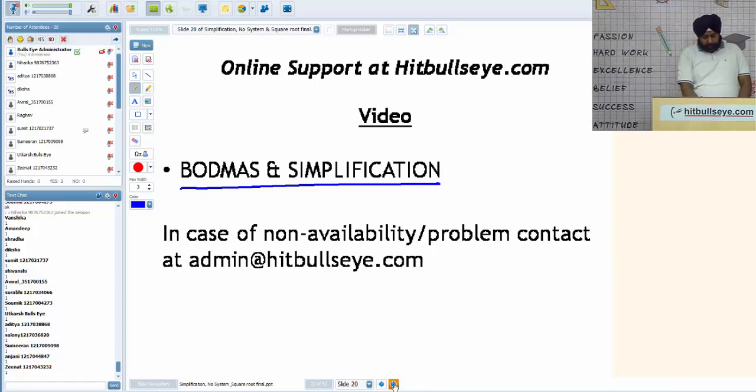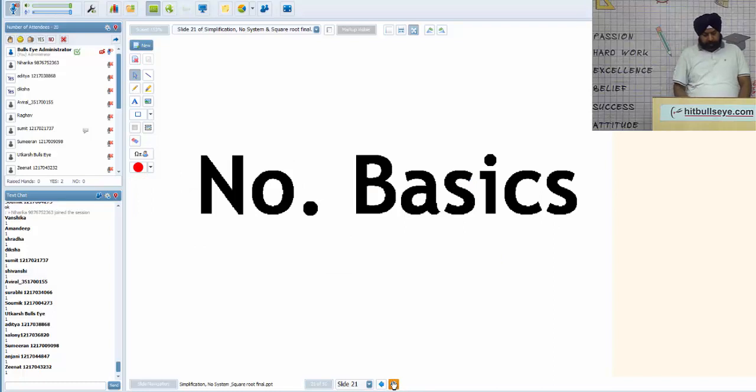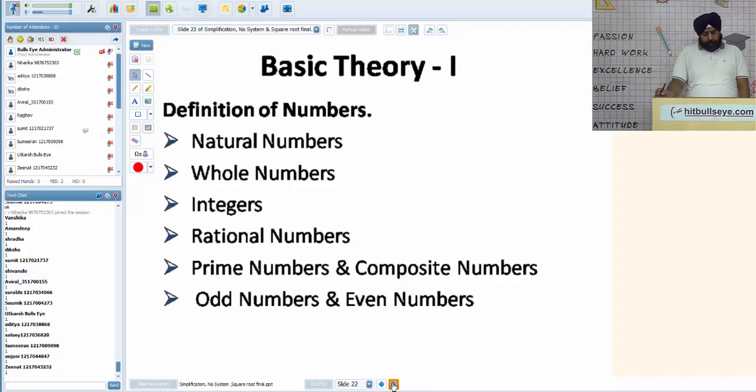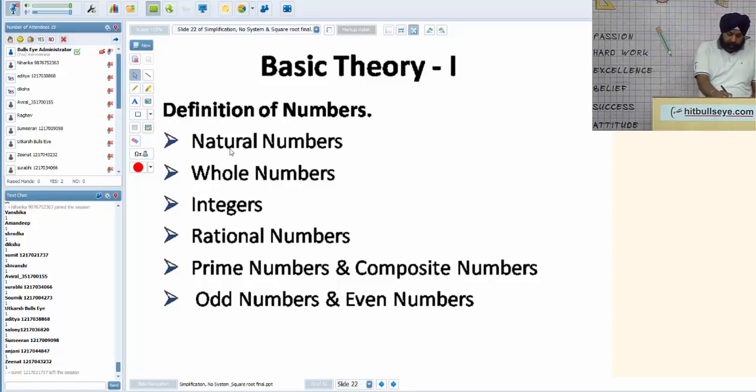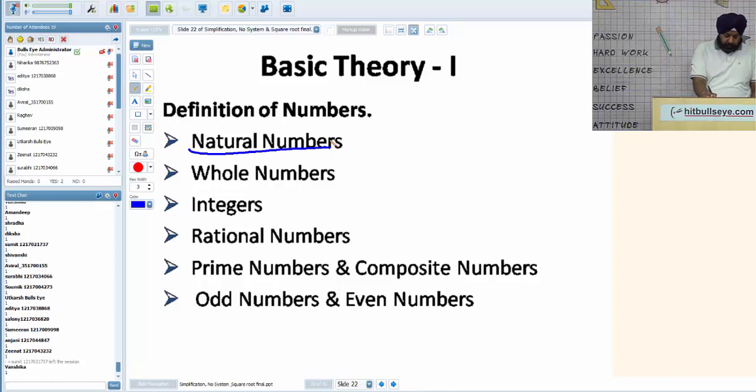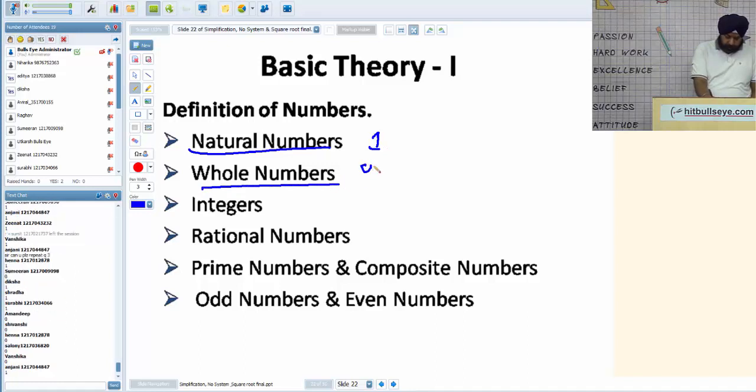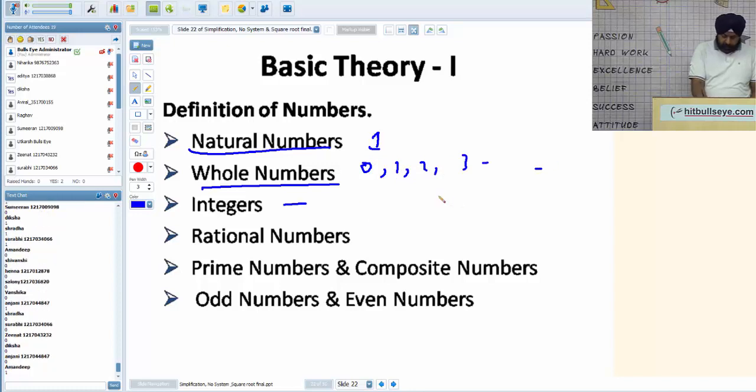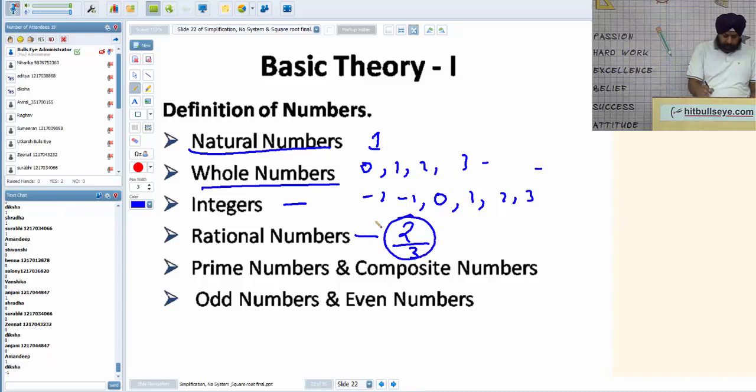We want to move on to the next concept, that is number basics. Some basic definitions I will seek from your side. If I ask from where natural numbers start, what is the first natural number? It's 1. Okay, from where do whole numbers start? Whole numbers start from 0, 1, 2, 3. Absolutely. Integers: I hope you understand 0, 1, 2, 3, minus 1, minus 2. These all are integers. Rational numbers can be written in fraction form, like 2 by 3 and all these.